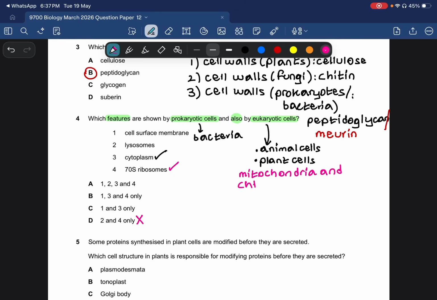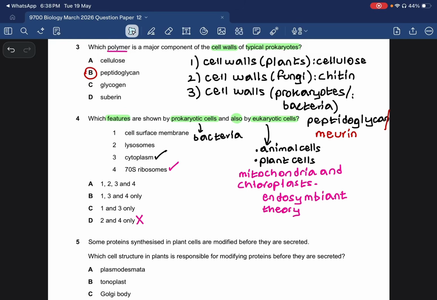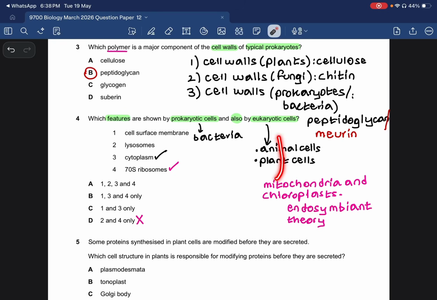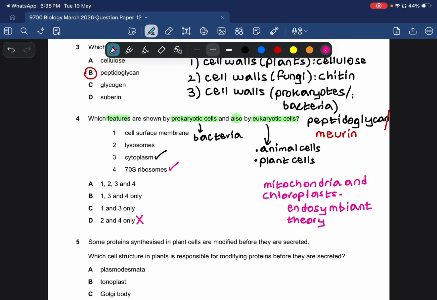Now, how are you supposed to remember this? Go to your book and understand the endosymbiont theory. This is not going to come up in the exam, but it is going to help you remember the fact that because mitochondria and chloroplasts contain 70S ribosomes, and mitochondria and chloroplasts are part of eukaryotic cells, you can technically say that eukaryotic cells also contain 70S ribosomes. So these have 70S, these also have 70S. So 4 is also correct. So C is wrong too. Now, take a look at A and B. 1, 3, 4, 1, 2, 3, and 4. So it's clear that 1 is also correct.